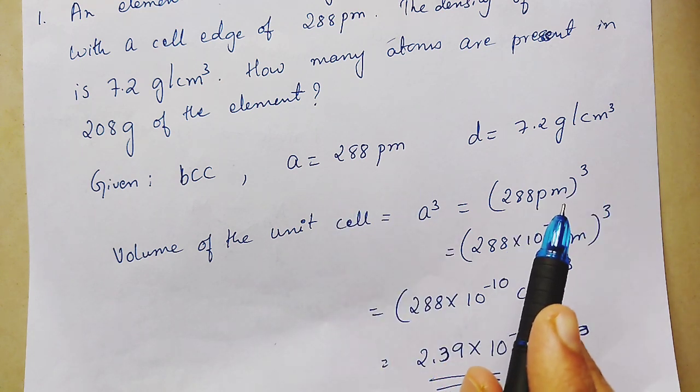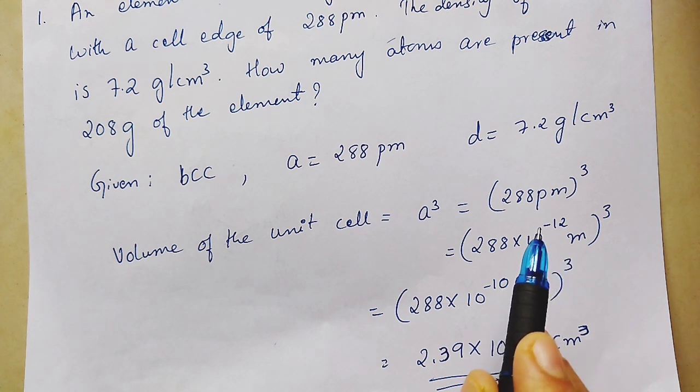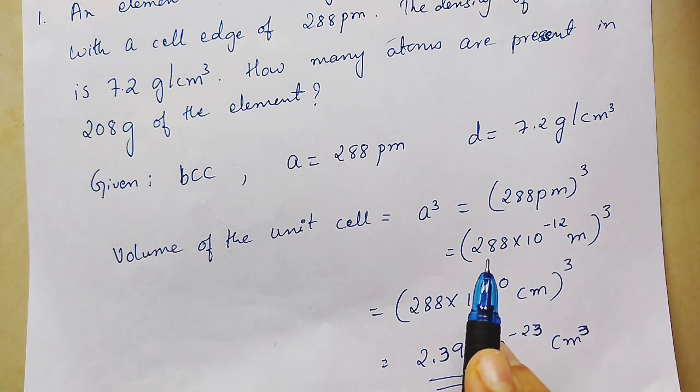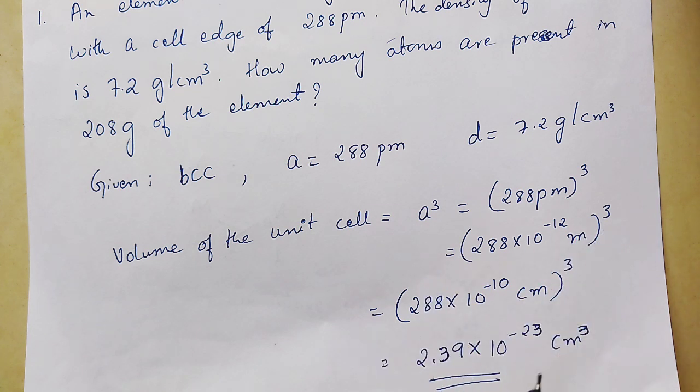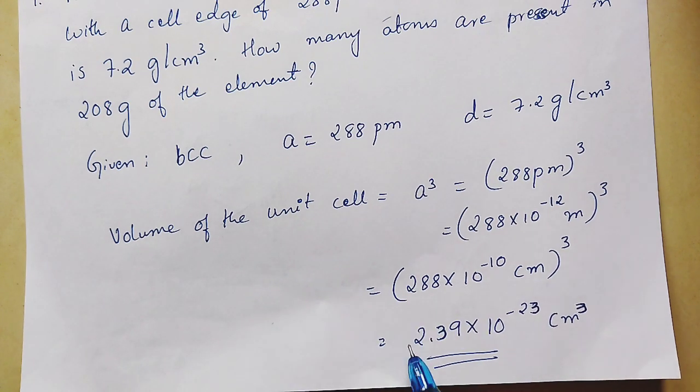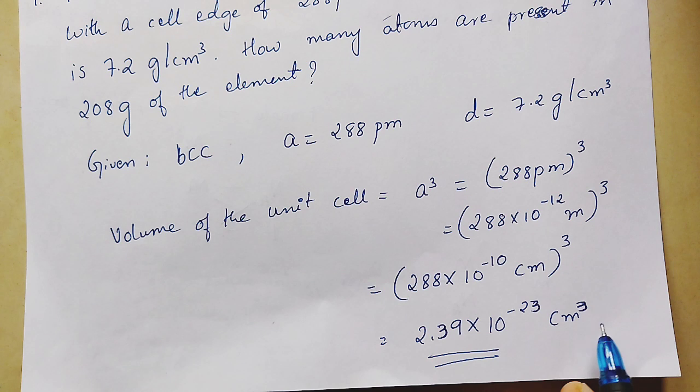Now what is a picometer? It is 10 to the power minus 12 meter. So 288 into 10 to the power minus 12 meter whole cube. And if I convert this meter into centimeter, it becomes 10 to the power of minus 10 centimeter. You can do the calculations. The final value comes out to be 2.39 into 10 to the power minus 23 cm cube.